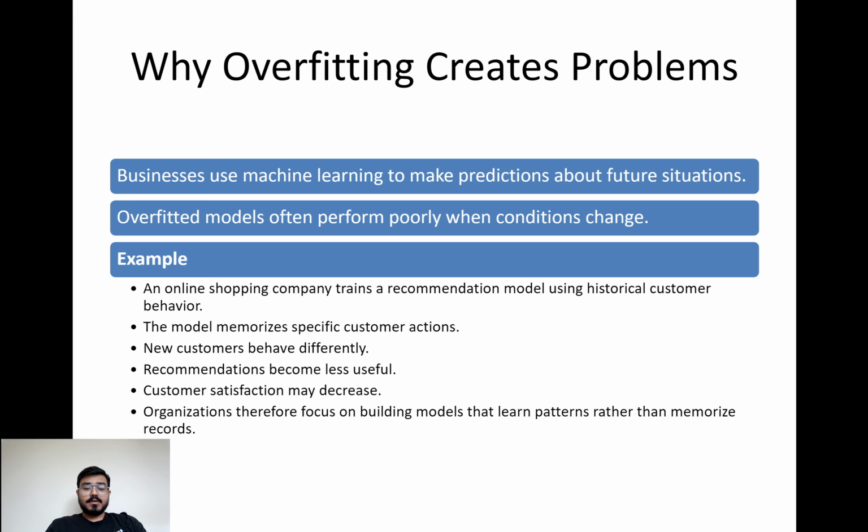As recommendation quality decreases, customer satisfaction may also decrease. Customers may stop clicking recommended products because the suggestions no longer match their interests. This example shows why organizations focus on building models that learn patterns rather than memorize records. A good machine learning model should be flexible enough to perform well even when new information and new situations are introduced.